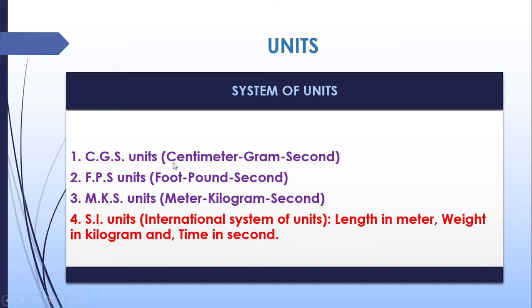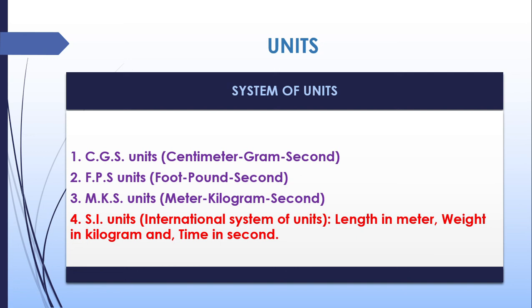If length is expressed in foot, which is the length of our feet, mostly taken as 30 centimeter for a normal man, so 1 foot is equal to 30 centimeter, and force is expressed in pound, and time in second, then that system is known as the FPS system of unit. The third one is meter kilogram second, or MKS unit, where length is expressed in meter, weight in kilogram and time in second.